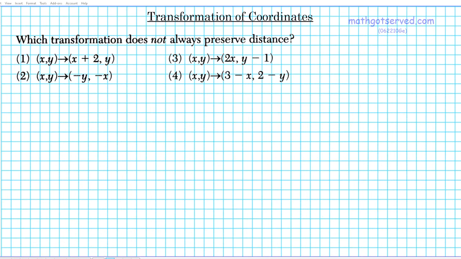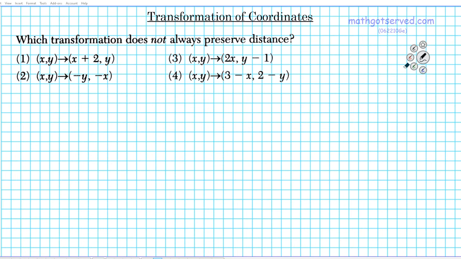In this clip, we're going to be taking a look at an example on the transformation of coordinates. Question reads, which transformation does not always preserve distance? So what we're going to do here is classify the types of transformations that we have here, and then we're going to talk about the key thing that can help us to determine which one does not preserve distance. Basically, when distance is not preserved, we're thinking about a change in the size, right?